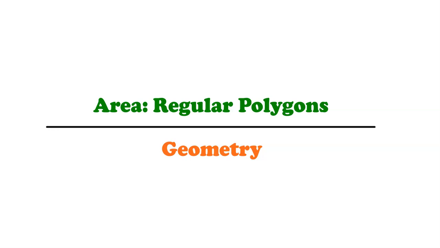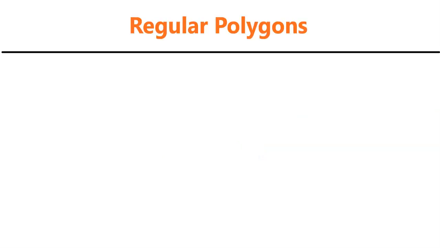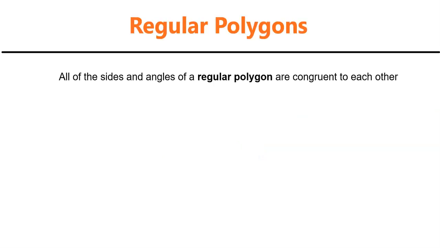So now that we've seen some particular examples of area formulas for particular quadrilaterals and triangles and circles, we're going to look at the area formula for regular polygons, generally something that we can apply to every regular polygon that we see. So first, let's do a quick reminder and remind ourselves that a regular polygon is one where all of the sides and angles of that polygon are congruent to each other.